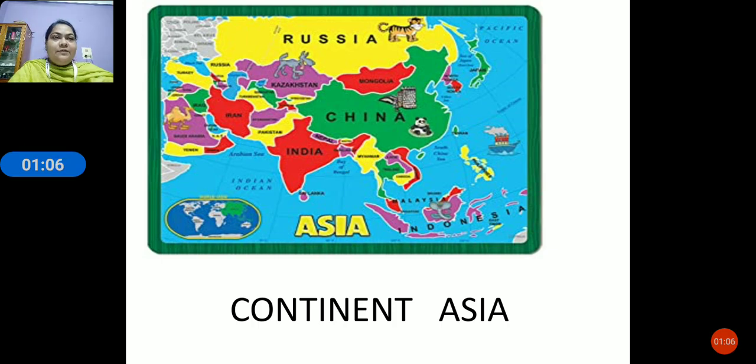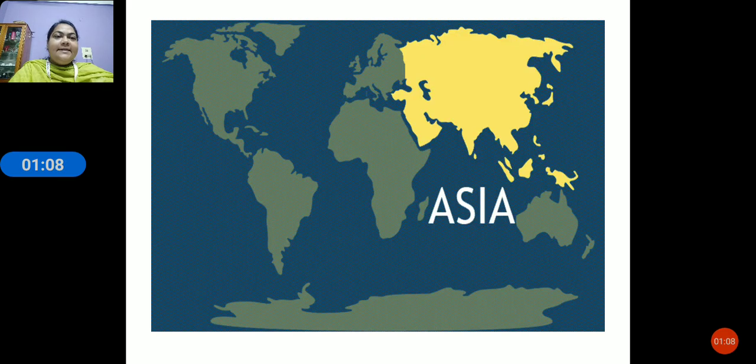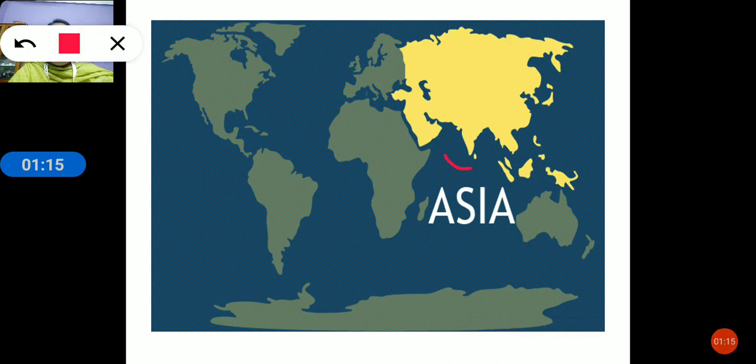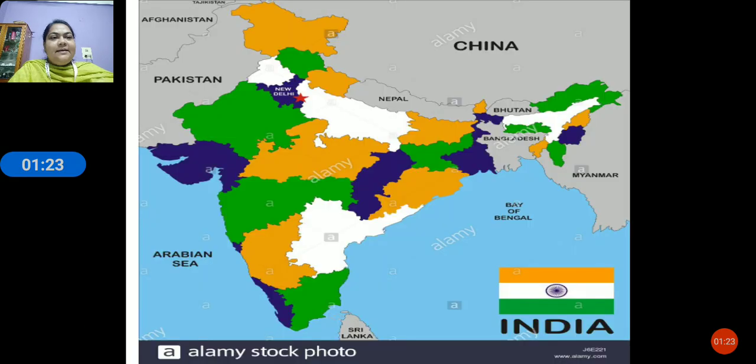Then moving to the next slide, let us see. Yes, see, this is the continent Asia, and you can see here India. The part you can see like a cone is our country India. Then next, let us see.